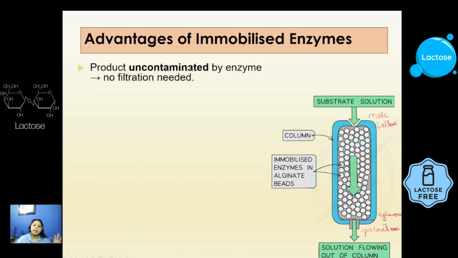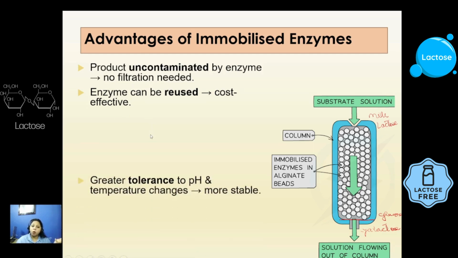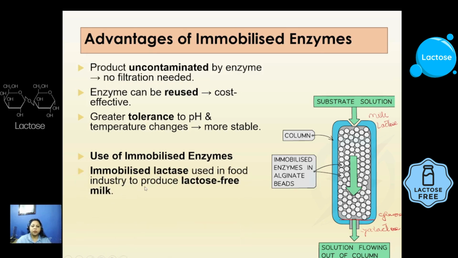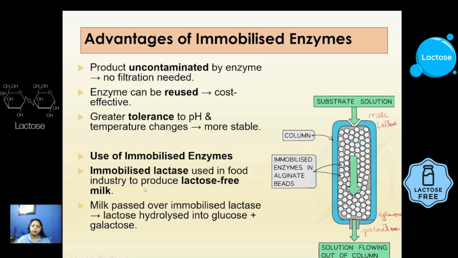The product is uncontaminated by enzymes. Now this product doesn't contain any enzyme because the enzyme is present on beads. So no filtration is needed, first thing. Otherwise filtration is a really hard process for enzymes. Enzymes can be reused. It's cost effective because you can use this column again and again. Great tolerance to pH and temperature changes. It's more stable, and it is used in the food industry to produce lactose free milk.